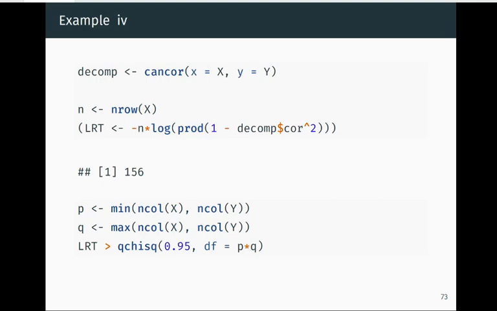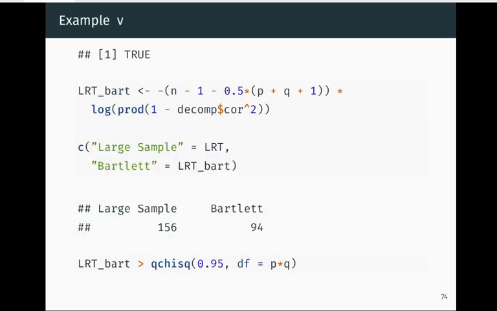Next, we can compute the likelihood ratio test using the canonical correlations. And we get a value of 156 for the likelihood ratio test statistic. Next, we compute p and q, where p is the minimum of the dimensions of Y and X, and q is the maximum of the two dimensions. We use this to compute the critical value, and we test whether the likelihood ratio test statistic is greater than the critical value. We get true. So we do reject the null hypothesis.